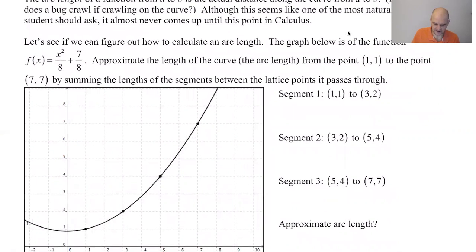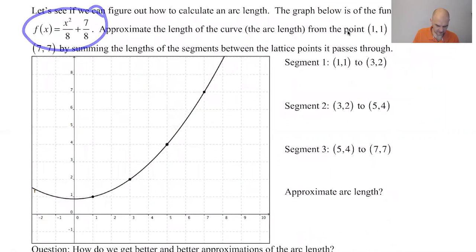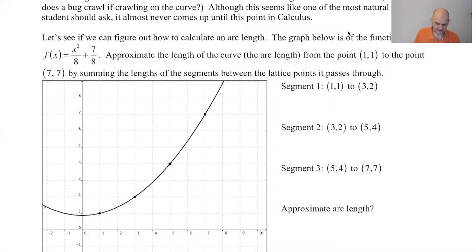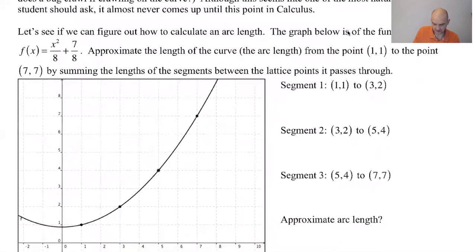So we have this function. It's a little weird, so that it will go through a bunch of lattice points, because I didn't just want to use y equals x squared, but I also didn't want it to be crazy annoying. So this is our function. And what we're going to do is make a bunch of line segments and then add those up and say that that probably approximates the distance.